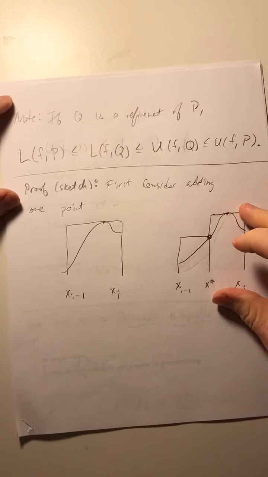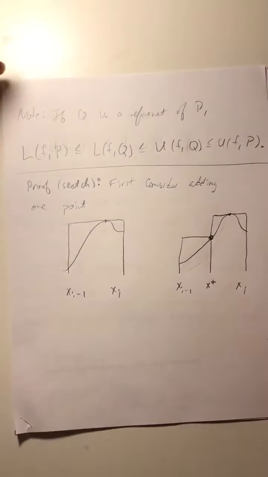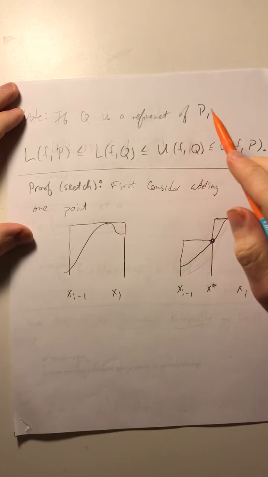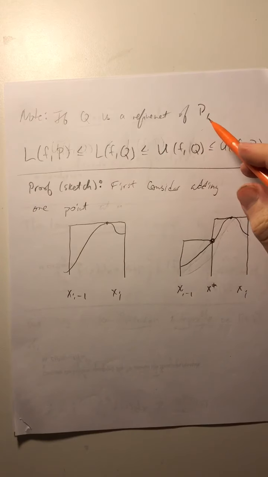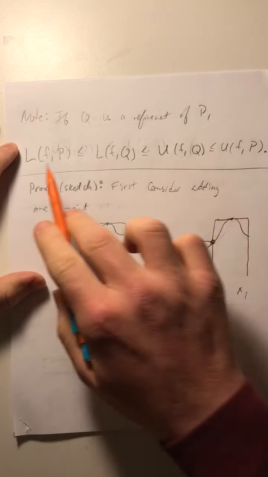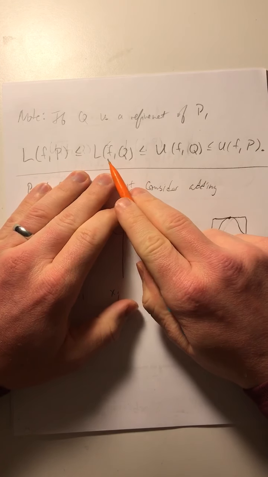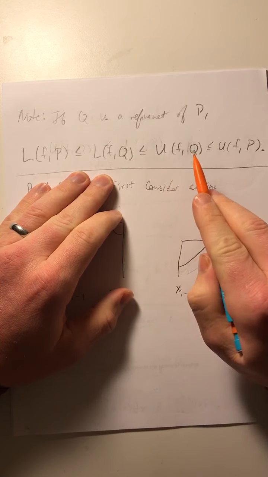So I'm going to say something and not prove it. I'm going to leave it to you to prove as an exercise. I think it's a pretty easy exercise. Assuming f is a bounded function on [a, b], and Q and P are partitions of [a, b], and Q is a refinement of P, then I have this string of inequalities. So first of all, I want to focus on this one. The lower sum of f with respect to Q is less than or equal to the upper sum of f with respect to that same Q.